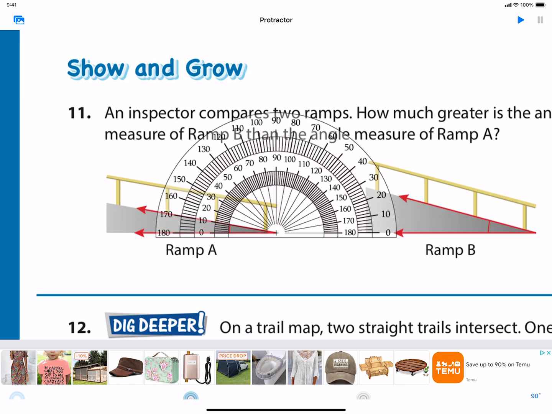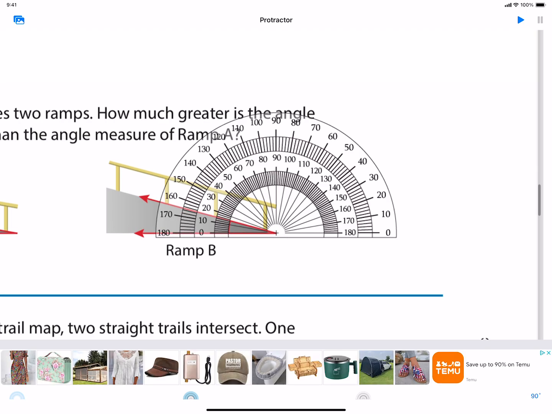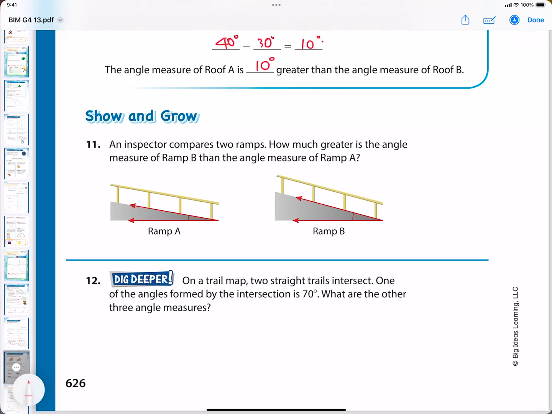All right, now here, I just align the zero degree mark and the center together, and I have ramp A as 10 degree. Okay, what about ramp B? Do the same thing. Always find out the vertex and align the 0 degree mark. And this is between 10 and 20. So it's going to be 15. You see that, right? You see 10 to 20 in between? So here you go. 15 degree take away 10 degree is 5 degree greater.